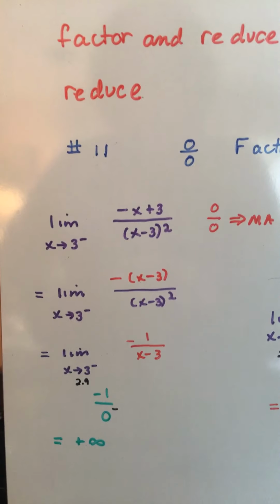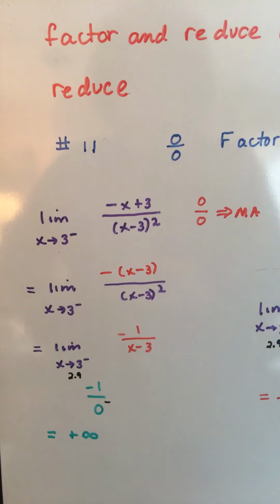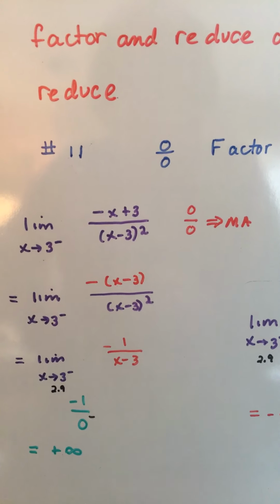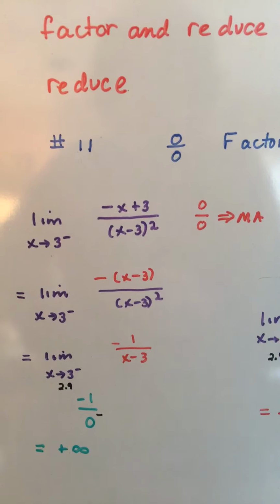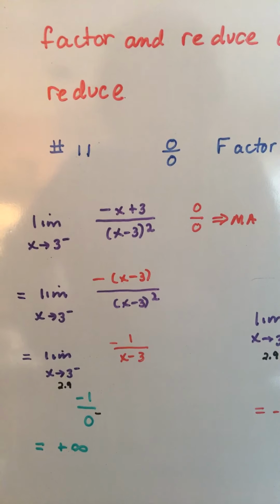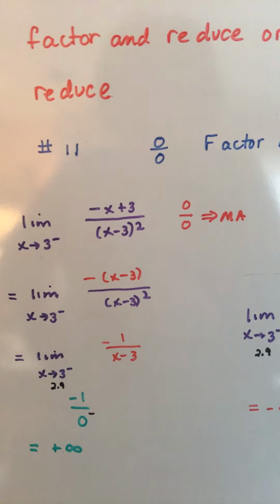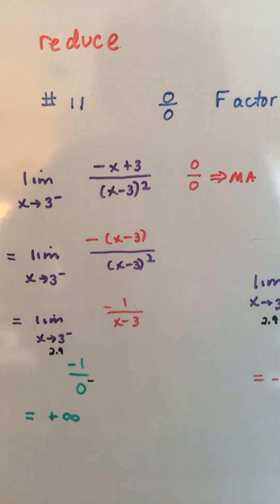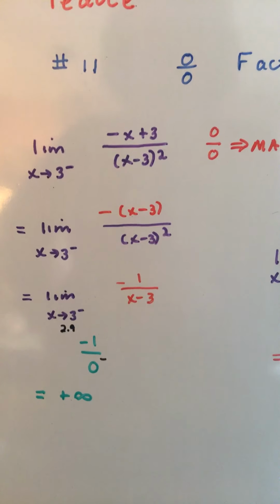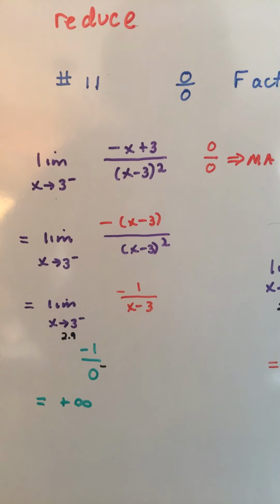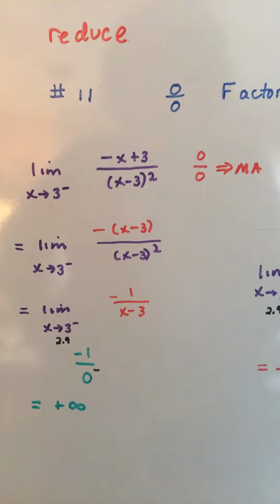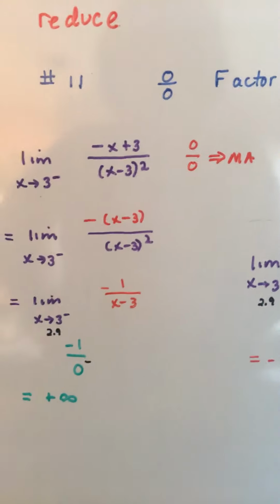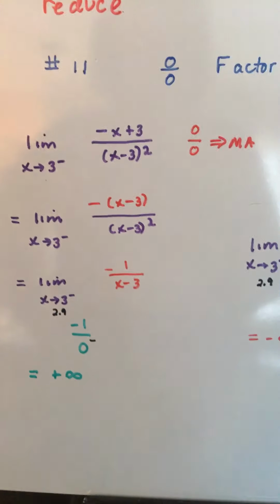For example, when you see this problem, it's like number 11. When I substitute the 3, I have 0 over 0, and automatically, since there's no radicals or anything, I know that I need to factor and reduce. So I factor out the negative sign, or -1. I reduce, and now when I go ahead to evaluate, I'm going to get -1 over 0. Now doing part 2, 2.9 makes it negative, and so I end up being positive infinity.